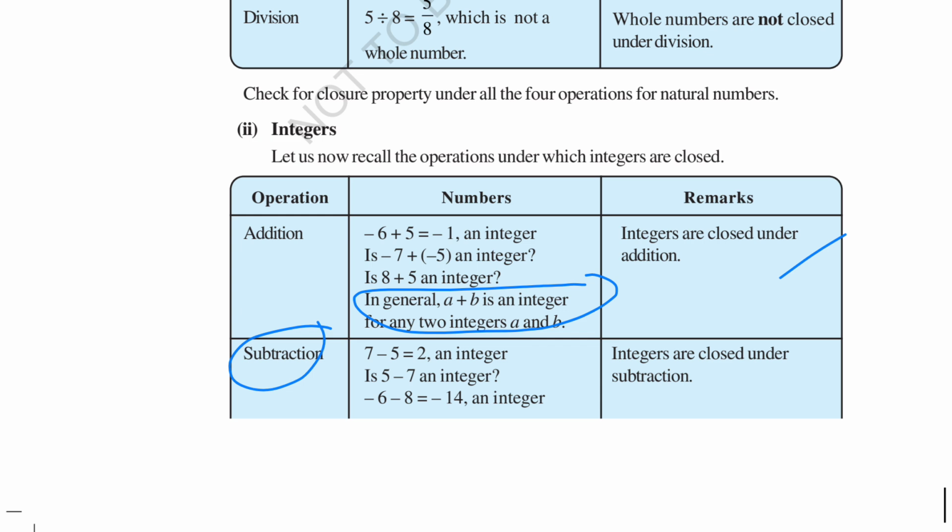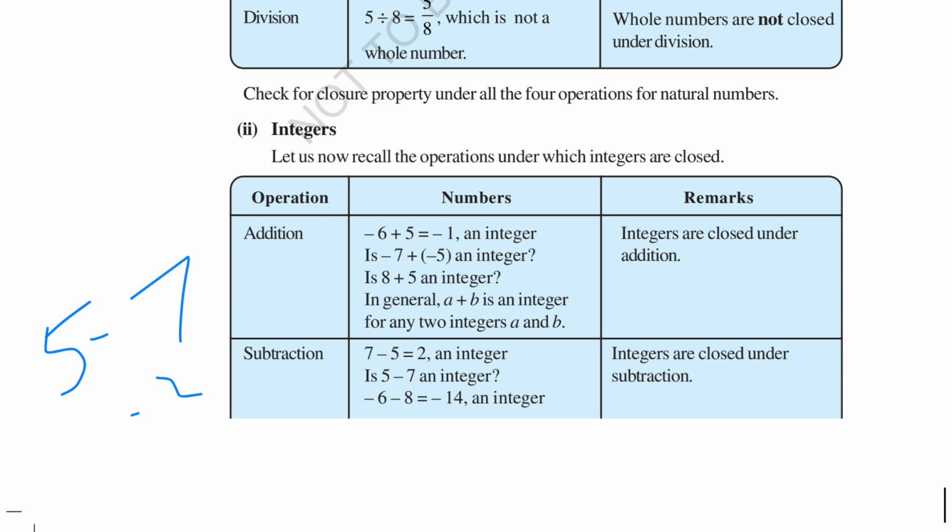Next, for subtraction. Here the example is 7 minus 5 equal to 2. 2 is again an integer. Then 5 minus 7, is it an integer? Yes, absolutely right. Because 5 minus 7, the result becomes minus 2. So what is our conclusion? Integers are closed under subtraction also.